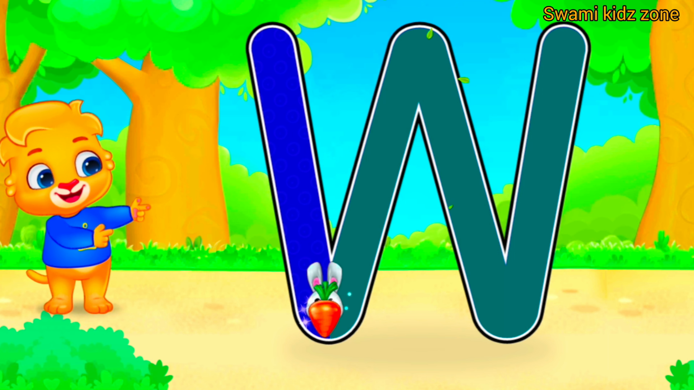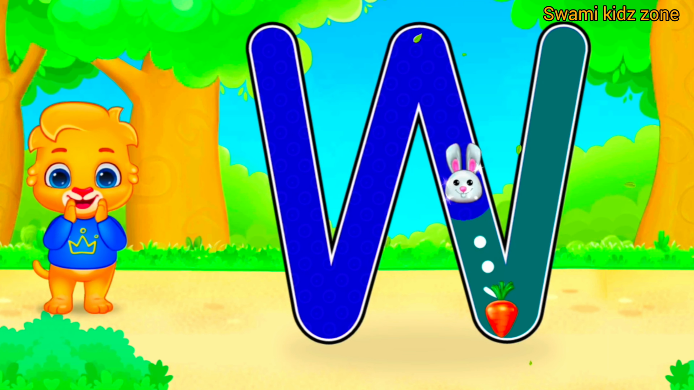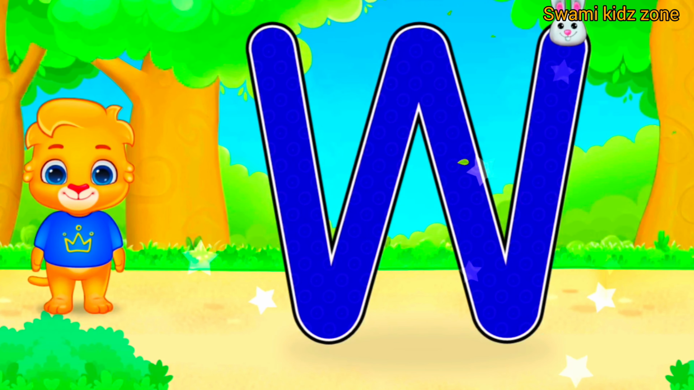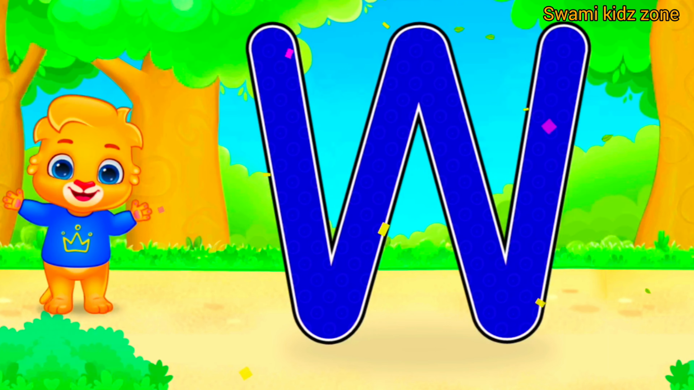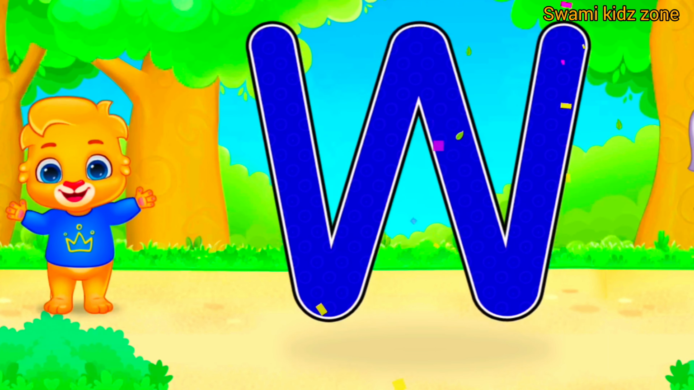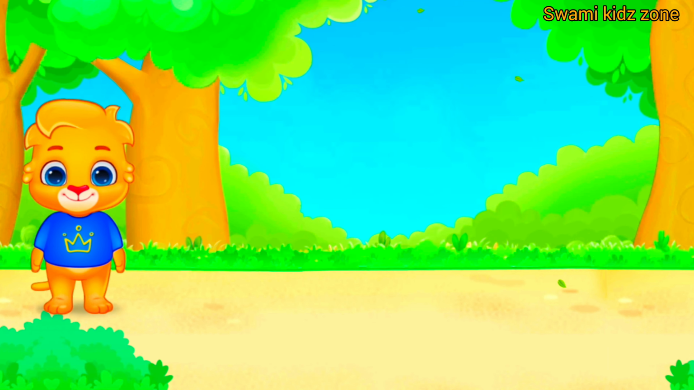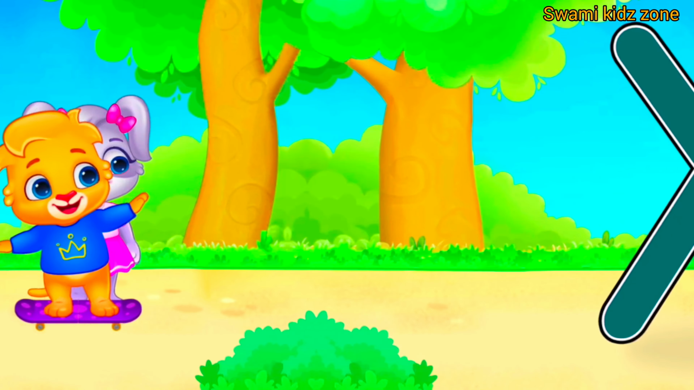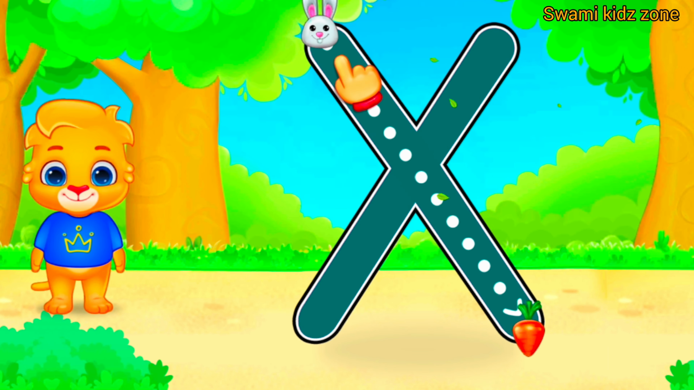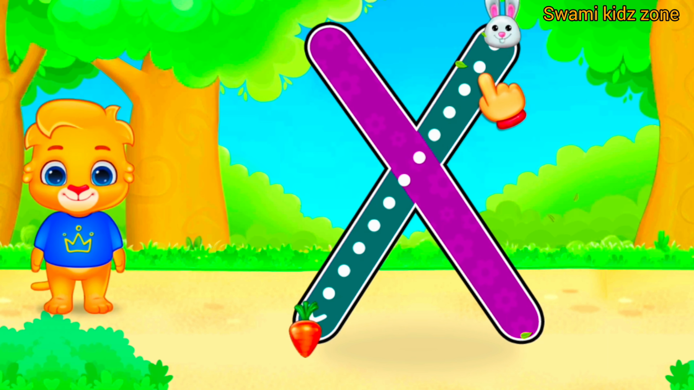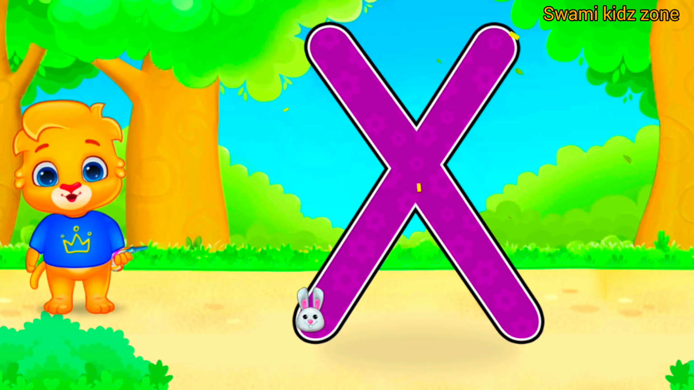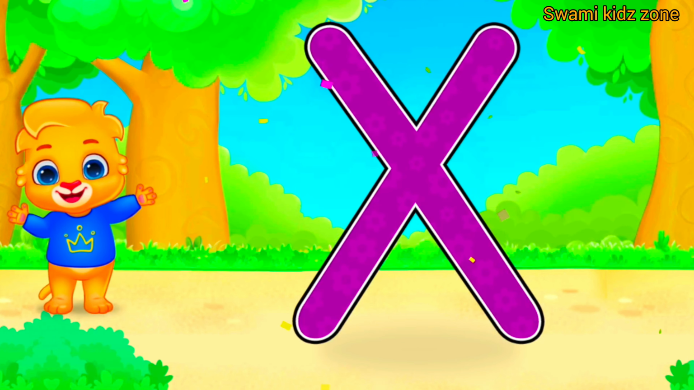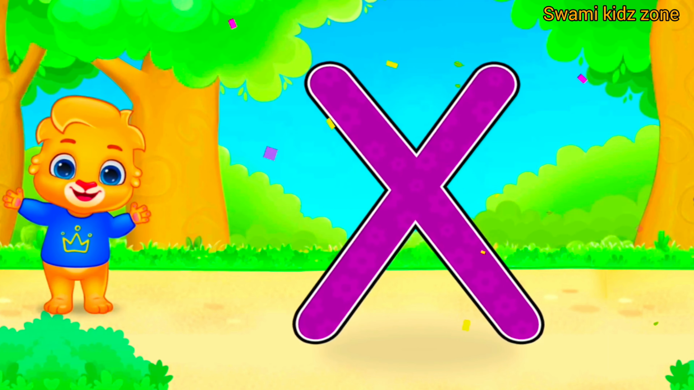A है W. It sounds V. W for well. A है X. It sounds X, X, X. X for box.